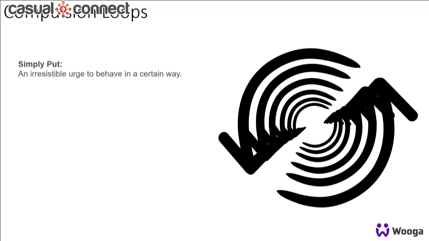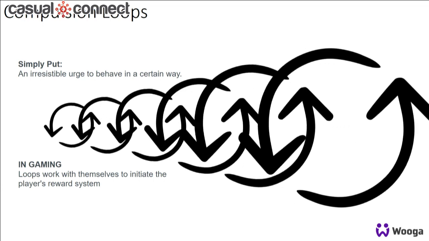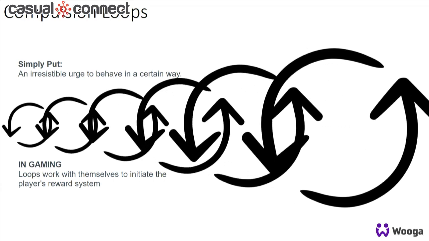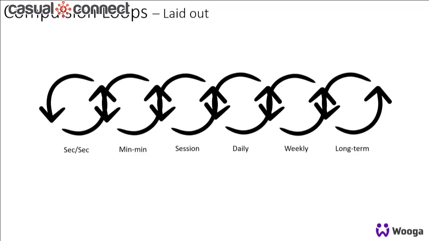This is why we're developing the behavior early, and have feature unlocks so they don't develop the wrong behaviors too soon. The way this looks in gaming is all the loops working within themselves, looking like this toilet flushing or router symbol. But an easier way to look at this is to spread it out and make it all the same size. And what you have is compulsion loops from second to second all the way to long term.